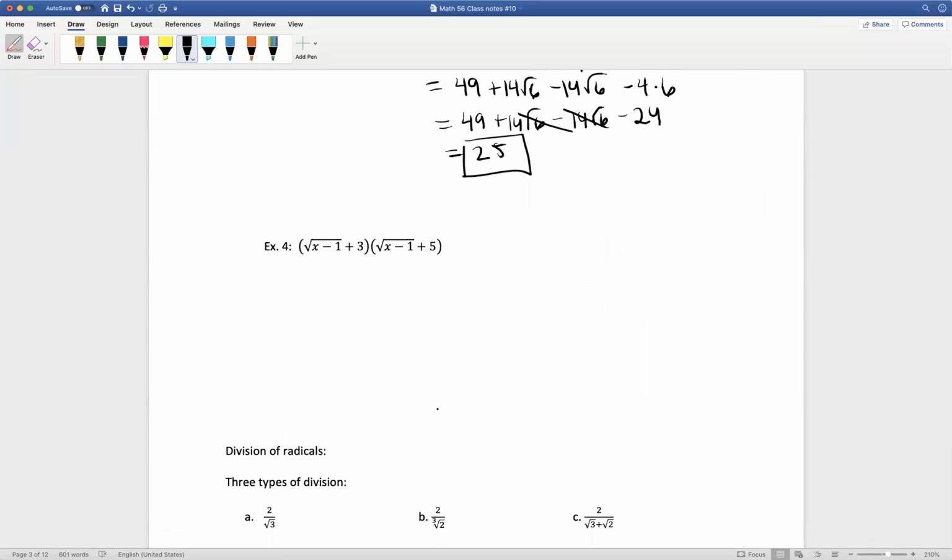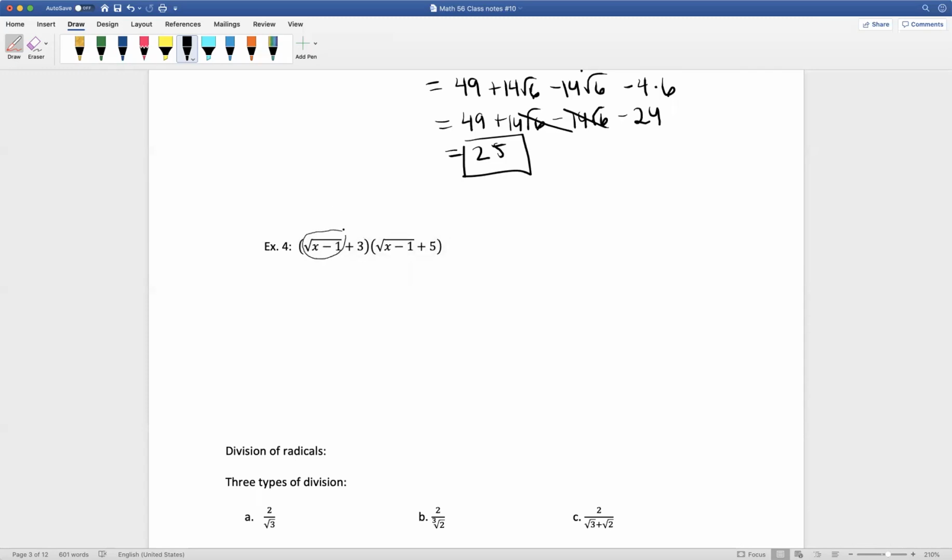We're not going to look at the case of a trinomial times a binomial or anything like that. You get the general idea in terms of how to multiply radicals together. Okay, so we have the square root of x minus 1 plus 3 times the square root of x minus 1 plus 5. Now, when you're multiplying these guys, I really want you to think about this guy over here is one term.